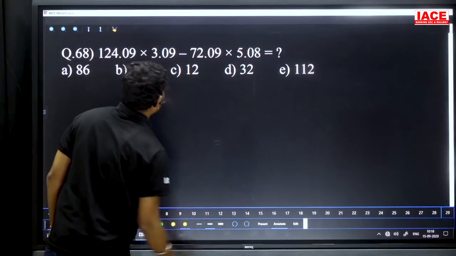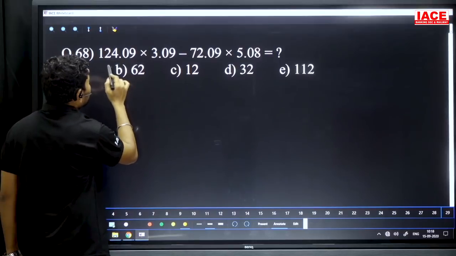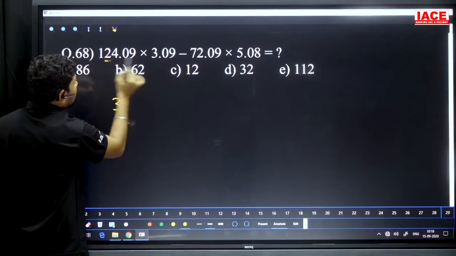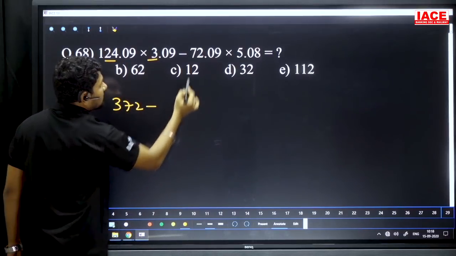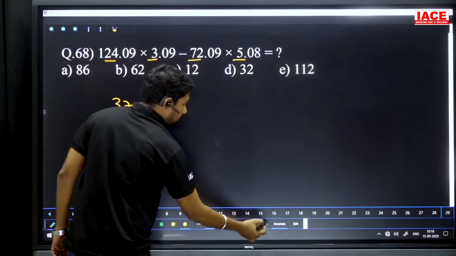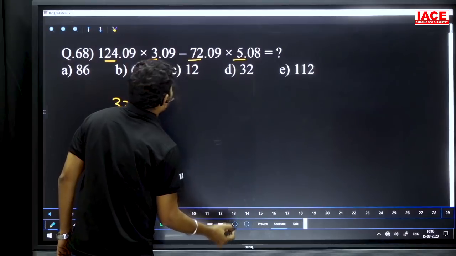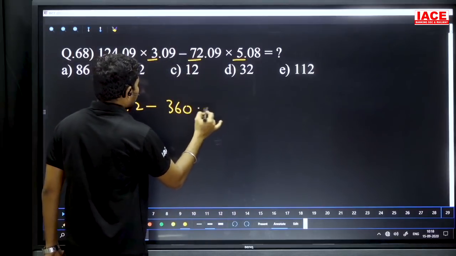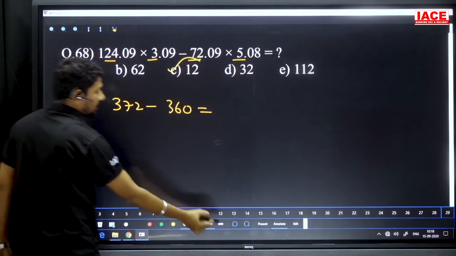Next, 124 into 3. 3 into 100 is 300. 24 times 3 is equal to 72. 300 plus 72 is 372. Minus 360. The difference is what? C. 12.